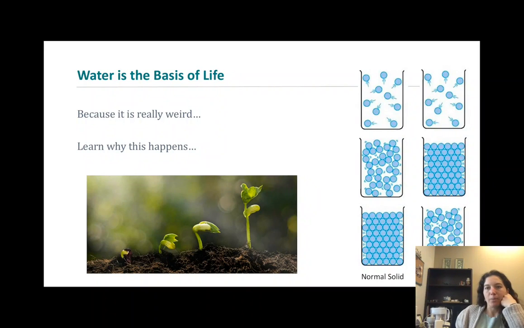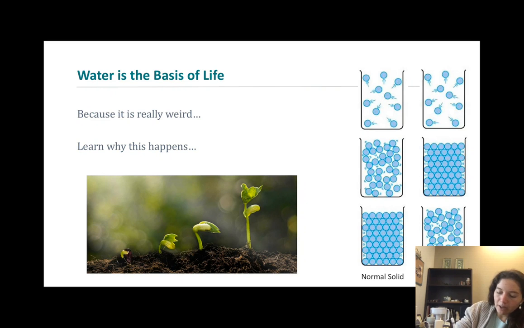So I wanted to take a little bit of time to talk about water. If you notice here, water is a very unique material. Water dissolves a lot of ions. It's the basis of life. It does a lot of really weird things. So we're going to use water as a model in order to segue into our next topic on intermolecular forces, forces between molecules.